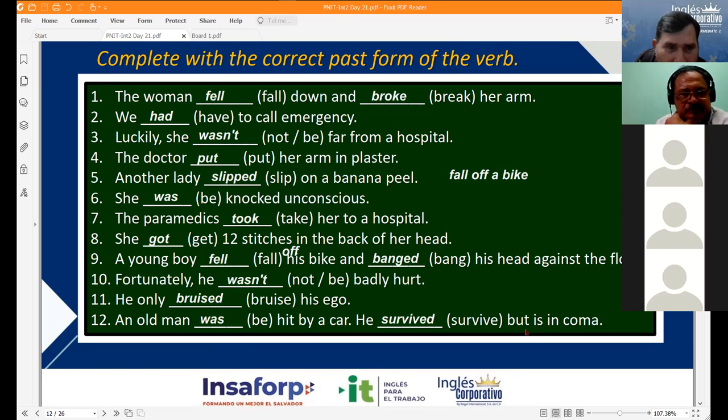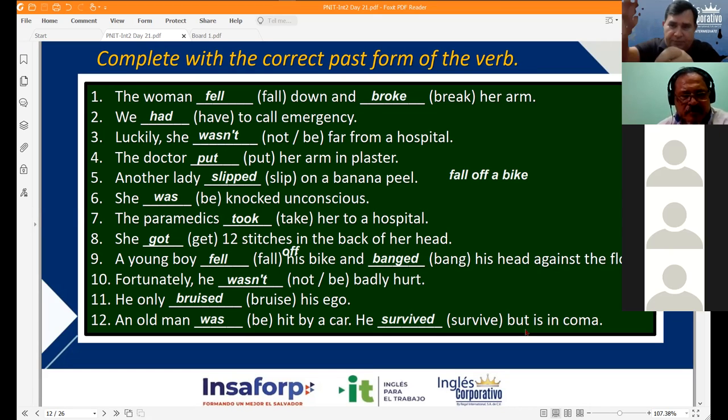I'm going to read it to you, all of the ones, and you check how we say. The woman fell down and broke her arm. We had to call emergency. Luckily, she wasn't far from a hospital. The doctor put her arm in plaster, that is in a cast, something white that covers the arm. Another lady slipped on a banana peel. She was knocked unconscious, means she hit her head. The paramedics took her to a hospital. She got 12 stitches in the back of her head.